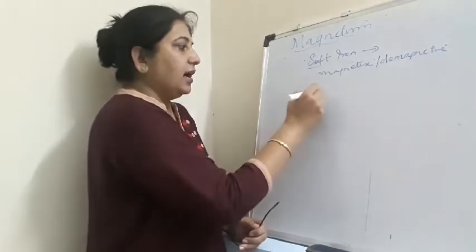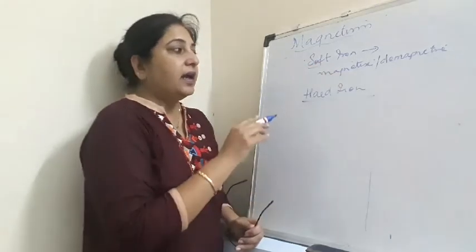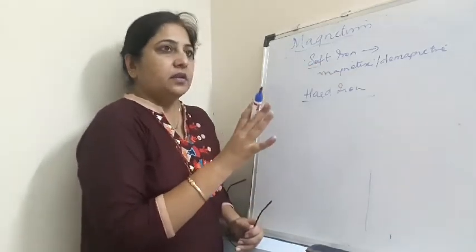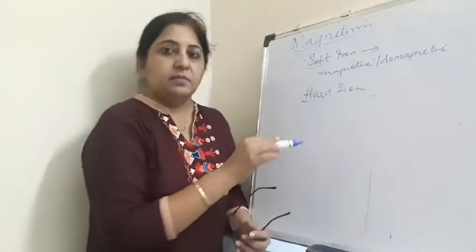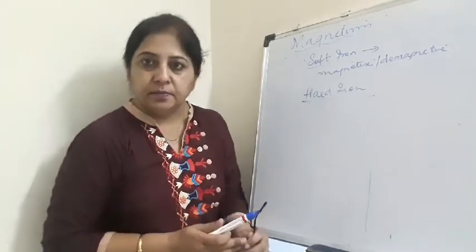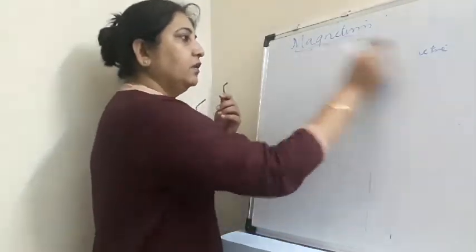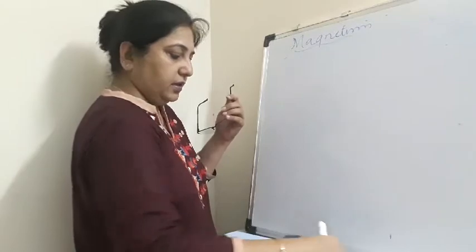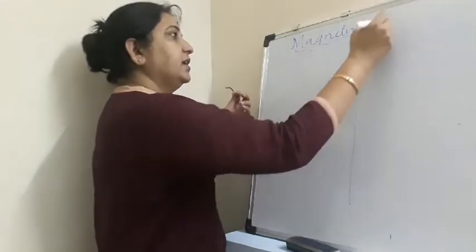Then what is a hard iron? Hard iron core means it is not easy to magnetize it, but when we magnetize it, it becomes a permanent magnet. Okay, now how this happens we are going to check now. For both we are going to use the solenoid. So I'll draw both the cases side by side.